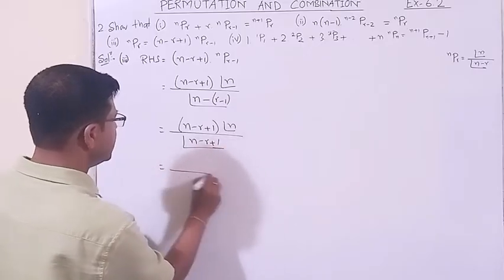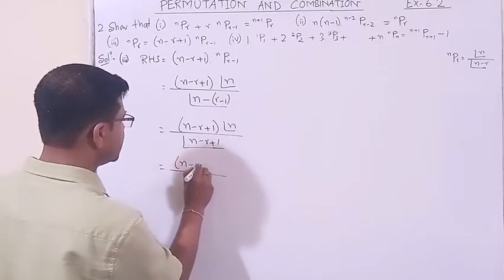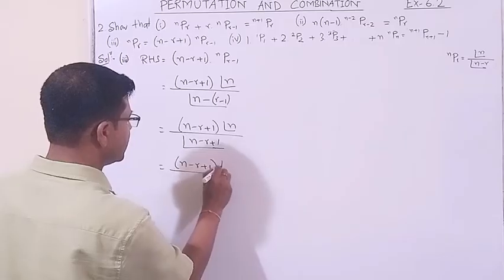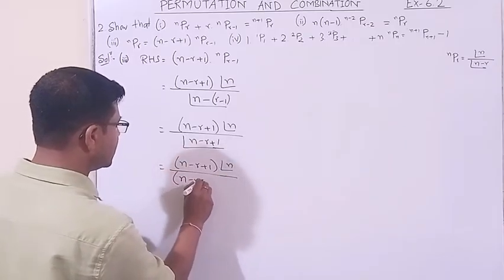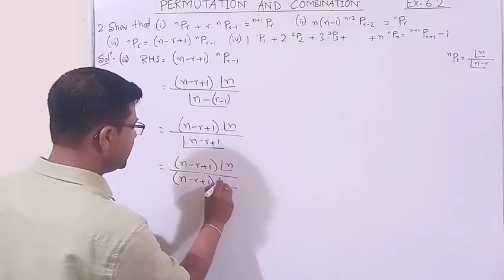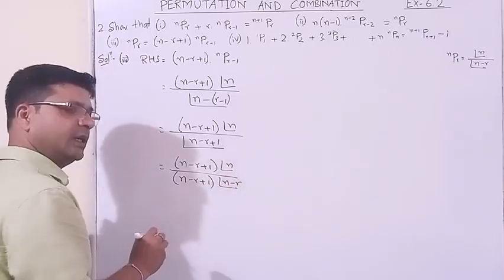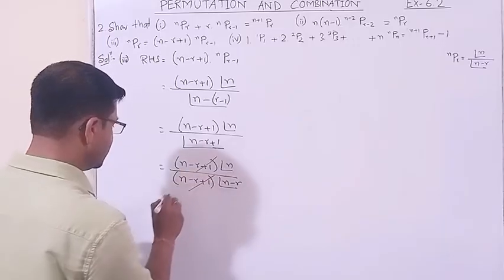This is n minus r plus 1. Let us try to expand this. N minus r plus 1 factorial n. So we can write it like this, n minus r plus 1. What is the next immediate term? N minus r. I think you understood. We can cancel this.